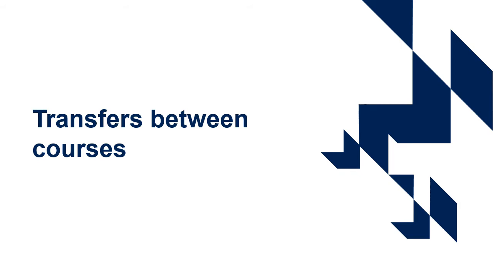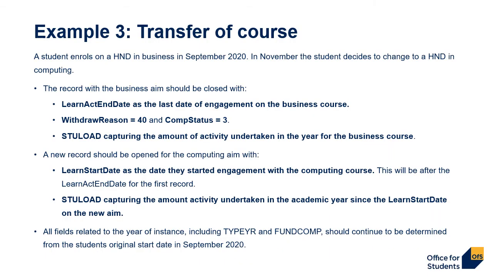We'll now look at what happens when they transfer between courses. Let's say a student enrolls on an HND in business in September 20. In November, the student decides to change to an HND in computing. So the record with the business aim should be closed with Learn Act end date as the last date of engagement on the business course. Again, withdrawal reason 40, comp status 3. And the STU load should capture the amount of activity for the business course.